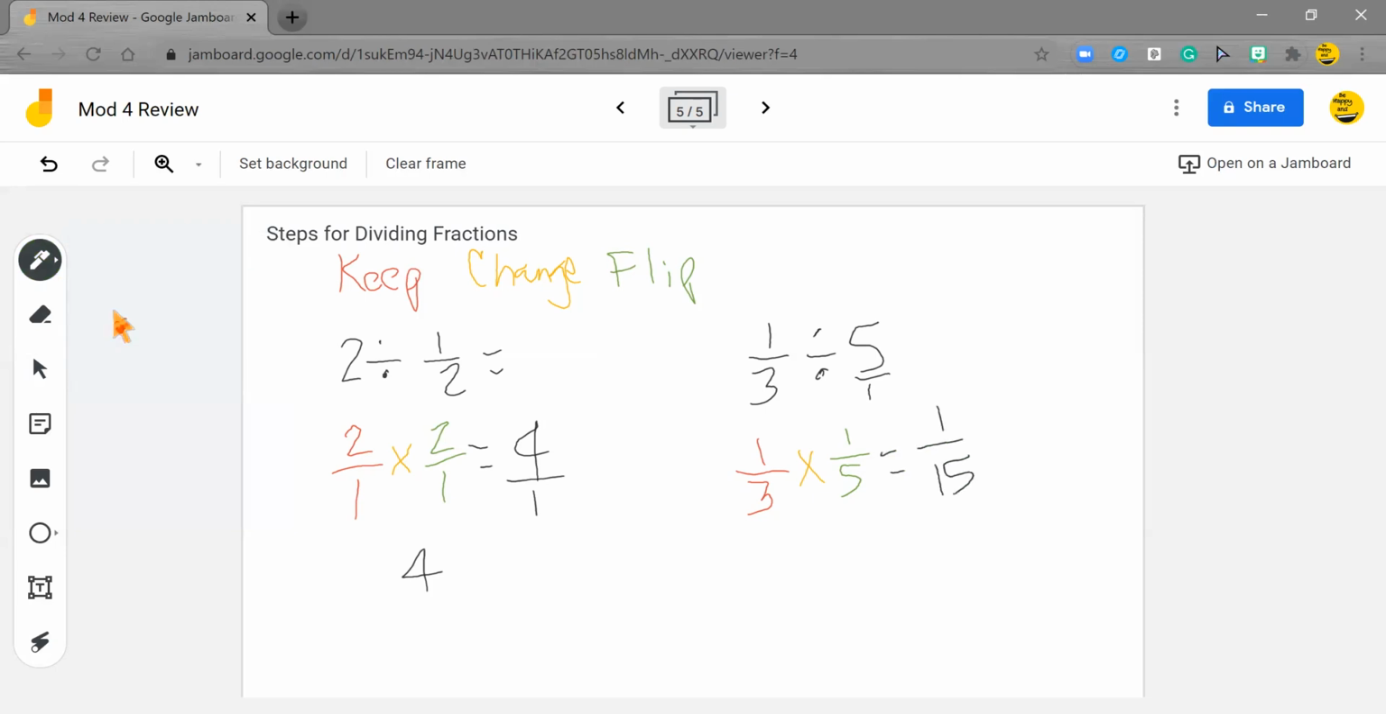Now remember, if you ever get to a point where you have a number where you can divide and simplify, make sure you simplify. I hope this helped out just a little.